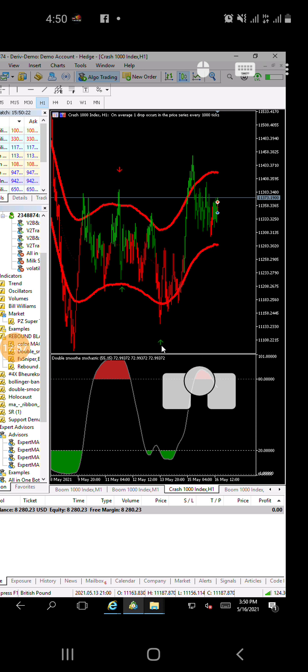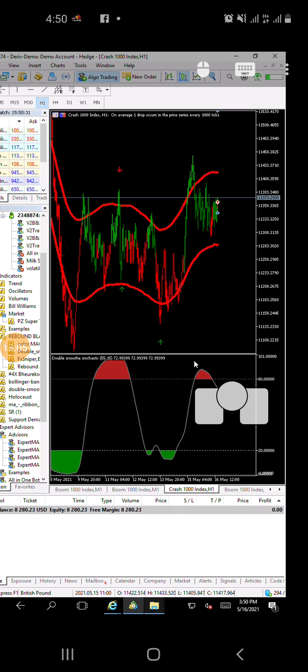So it is more advisable to stick to the rules. When the arrow pops up for the Crash 1000, which is the red arrow, and the red zone is forming, you turn on the robot and start packing your dollars. Your work is just to turn on the robot and check the indicator. That's all. Anything about having knowledge of forex doesn't concern you. You leave it. The robot does everything for you. It will analyze the market, open the trade, and close the trade.